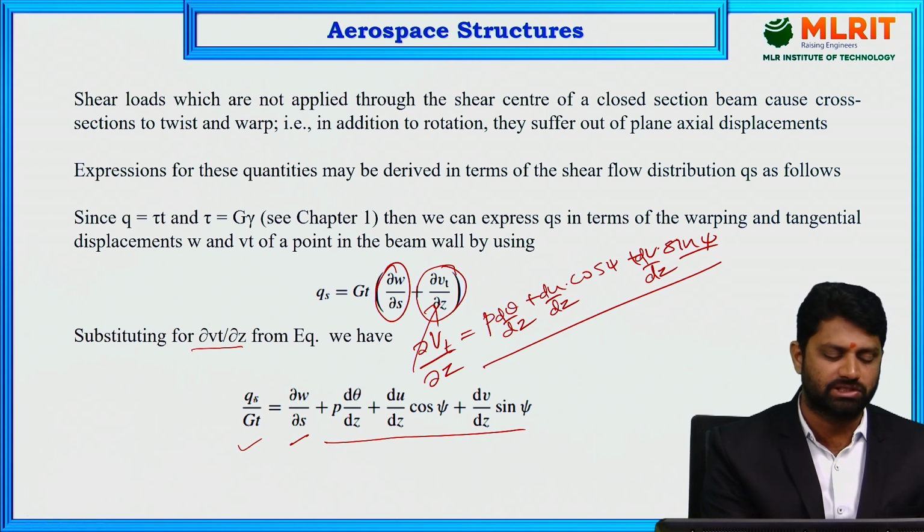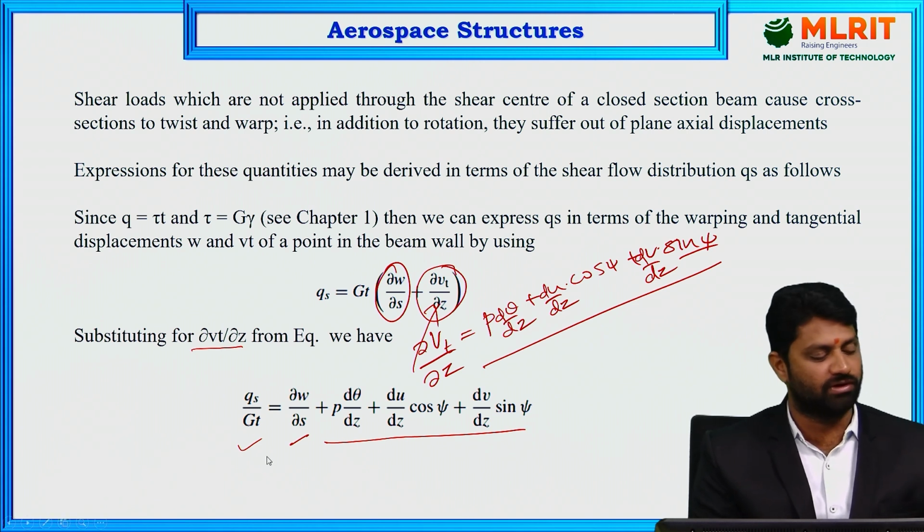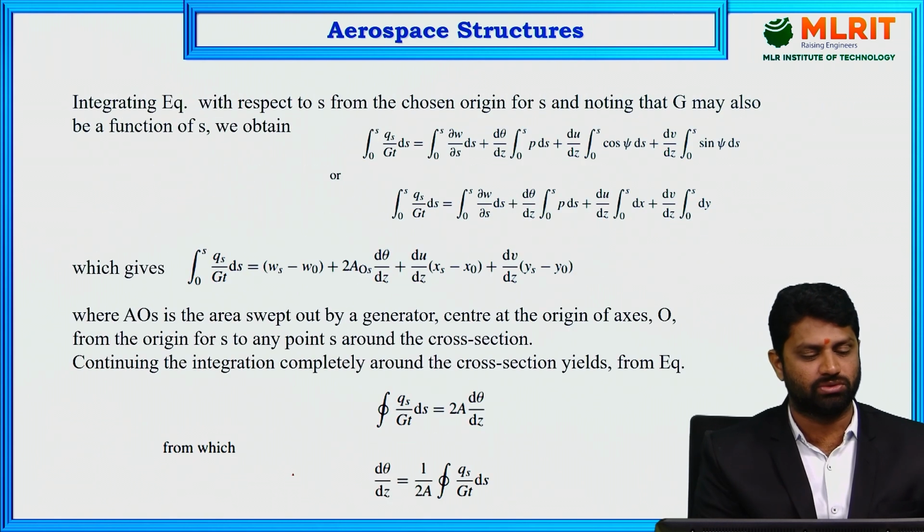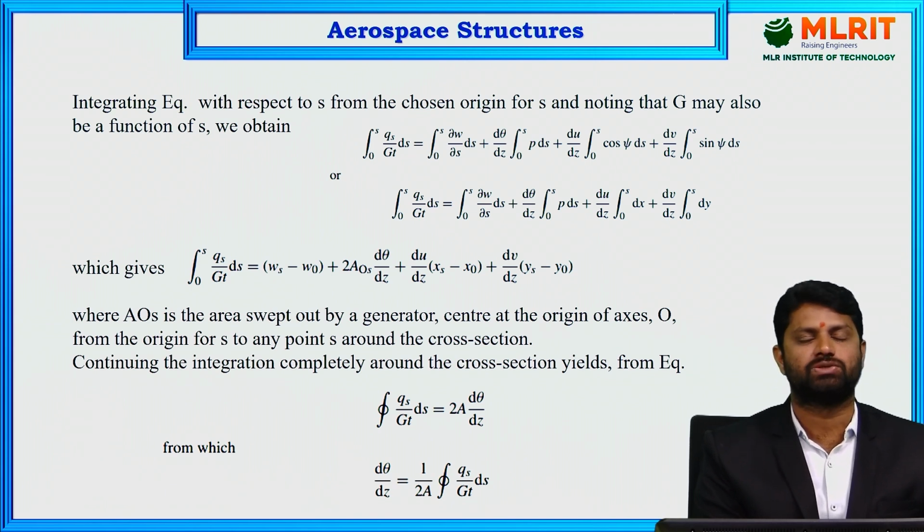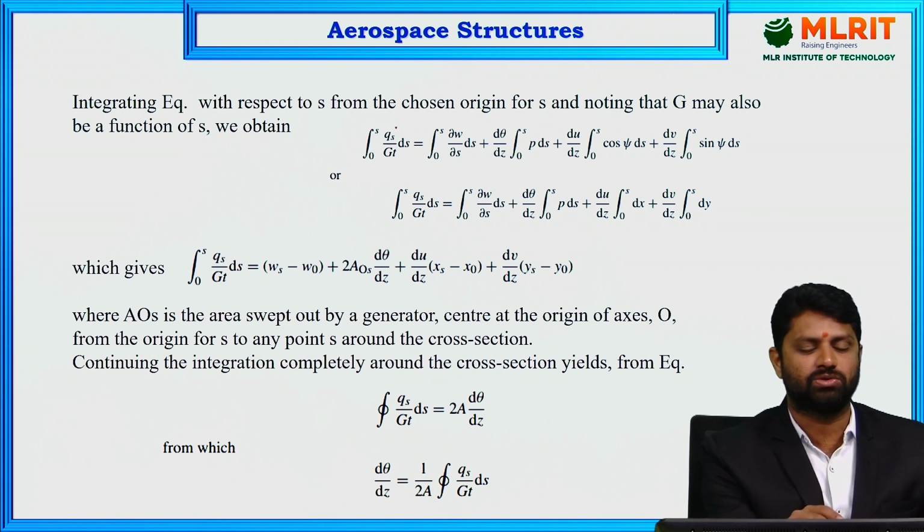Okay, so that is Qs divided by Gt, the shear flow distribution for this case. Now integrating this equation with respect to S from 0 to S, from the chosen origin (any 0 to S you can consider), and noting that G may also be a function of S. So what we are doing here is integral 0 to S of Qs by Gt into ds.